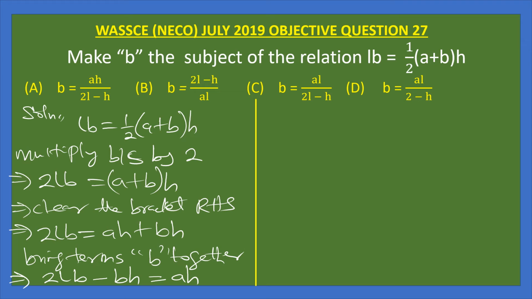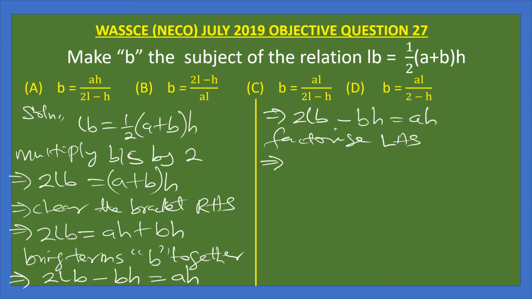Then from here we have 2LB minus BH as equal to what? AH. Now they say we should make B the subject of the formula. So what do we do? We factorize. We factorize what? The left hand side. This now gives us B into 2L minus what? H as equal to AH.